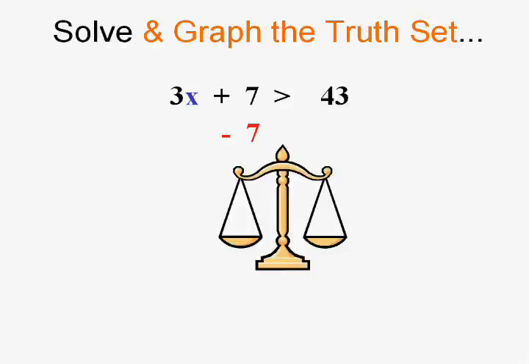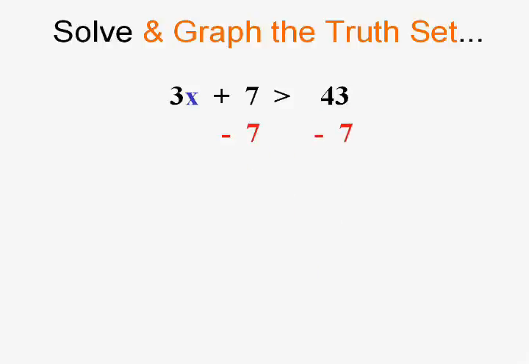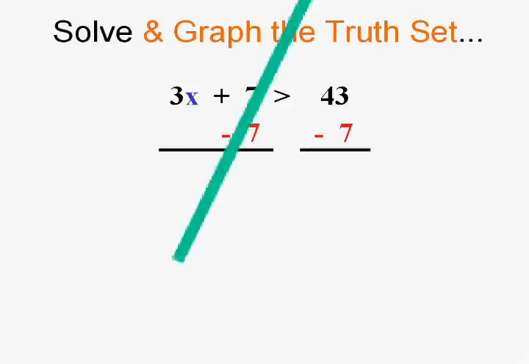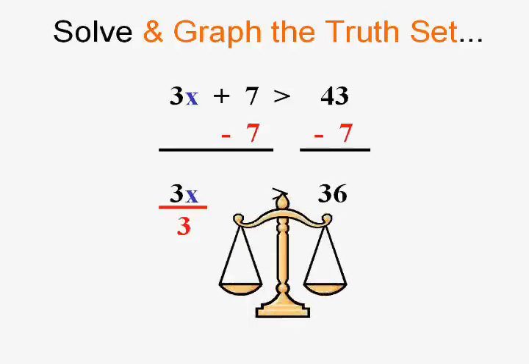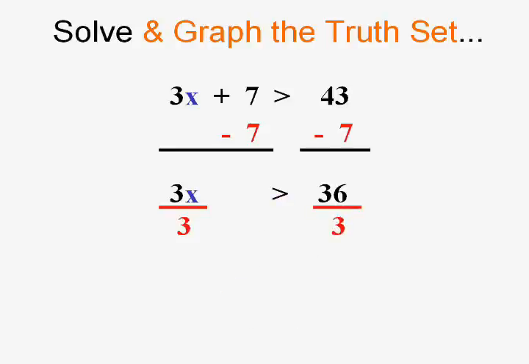Of course, I have to do it to both sides. And I'll have, let's see, 3x is greater than 36. Now I still have to get rid of the 3. It's multiplying, so I'll do the opposite. I'll divide. Of course, I have to do it to both sides. And I'll get x, or 1x, which is the same as x. x is greater than 12.